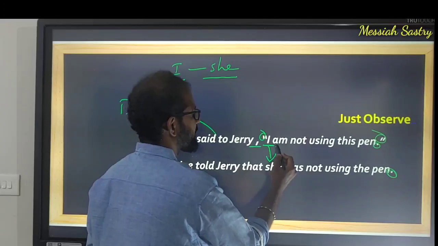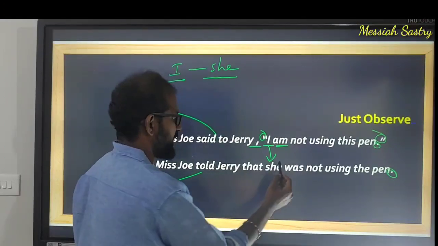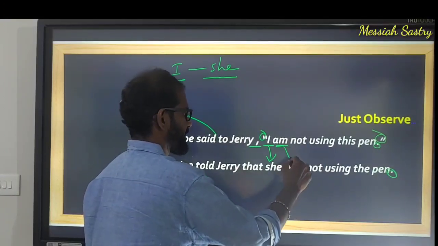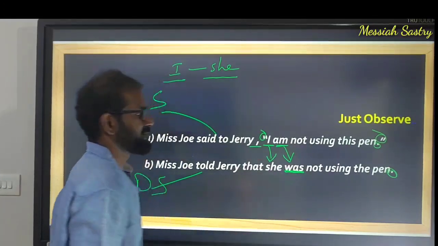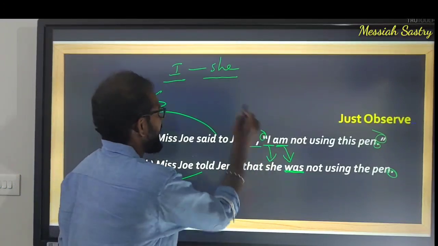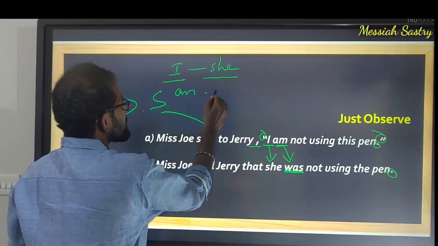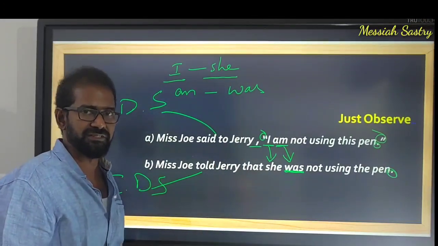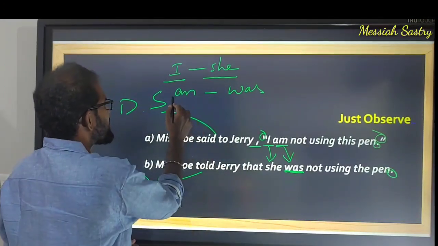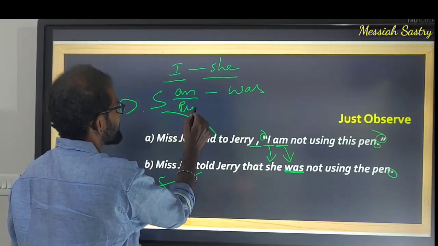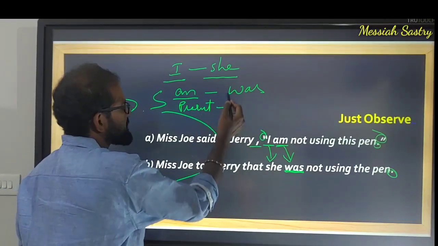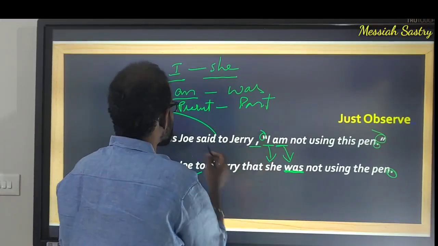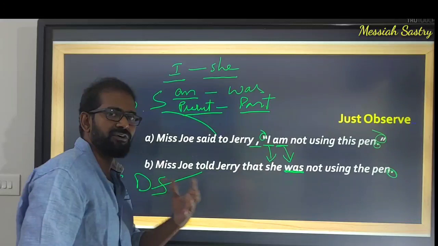Next point. "Am," and here "was." "Am" changed to "was." So, tense change. "Am" is present and that changed to past. "Was" is past. So there is a change of tense.